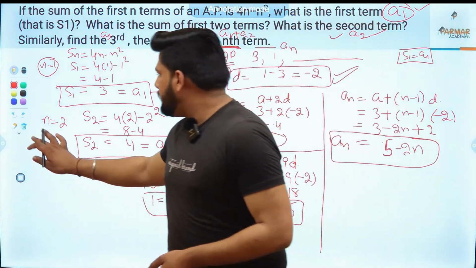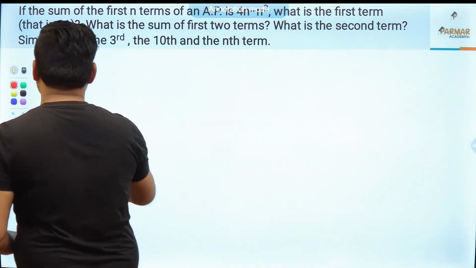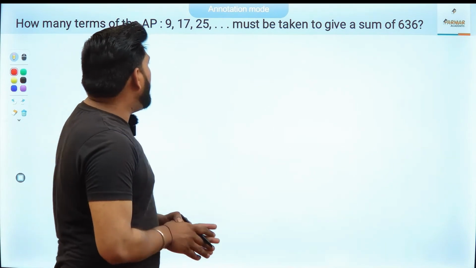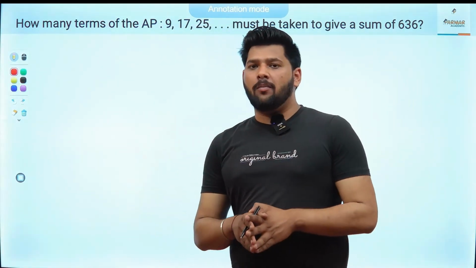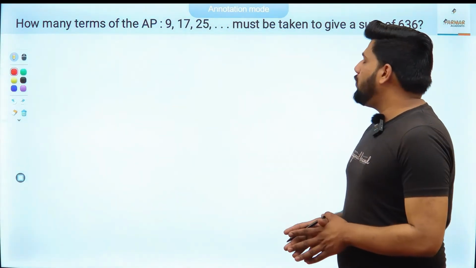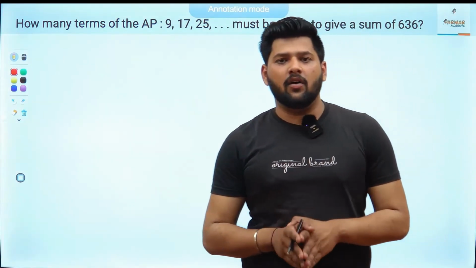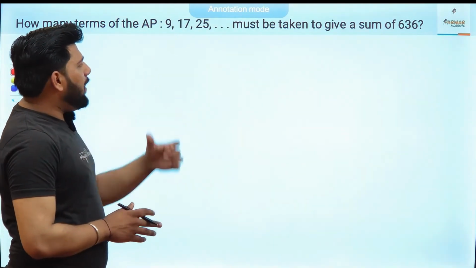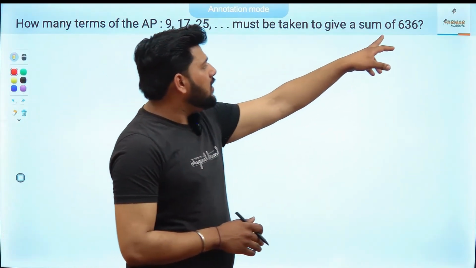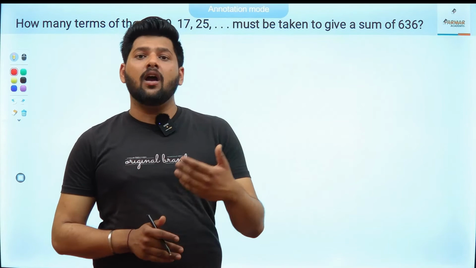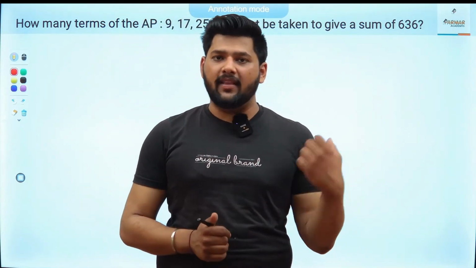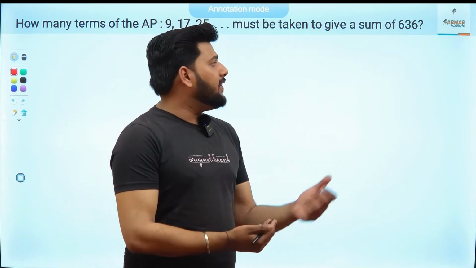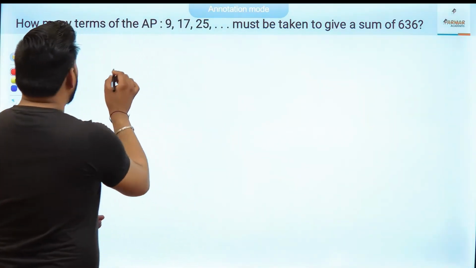Now the next is, how many terms of this AP 9, 17, 25 must be taken to give the sum 636? Now again, a very easy and important question. In this question, we are given the AP sequence and also the sum of the terms. Now we have to find how many terms collaborate to give that sum. Means we have to find n. How many terms we can use to find that sum. So very easy, simple. So let's start.